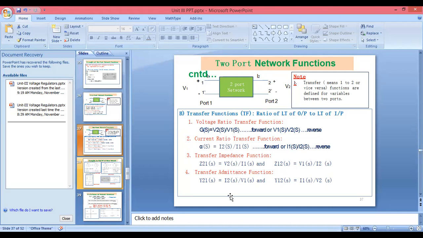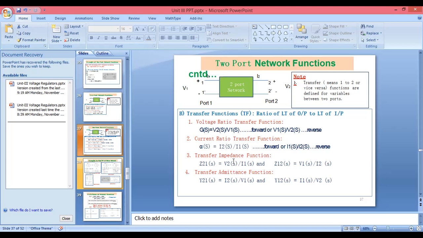If we are supposed to calculate the transfer impedance, we use the equations for the impedance. So Z21, if you are calculating, you will get V2(s) upon I1(s). And if you are calculating Z12, you will get V1(s) upon I2(s). Like this, you can solve.